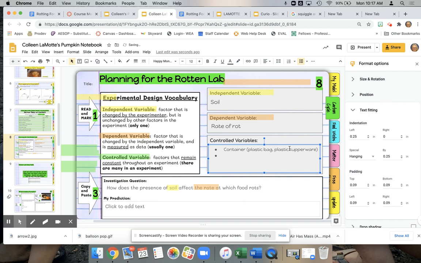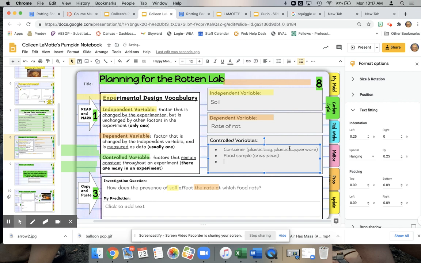Next, you will need to decide what sample you will be using to see how it rots. For me, my food sample needs to be the same between both containers. I chose snap peas because these were in my refrigerator and they were already starting to look like they were maybe a little bit old.